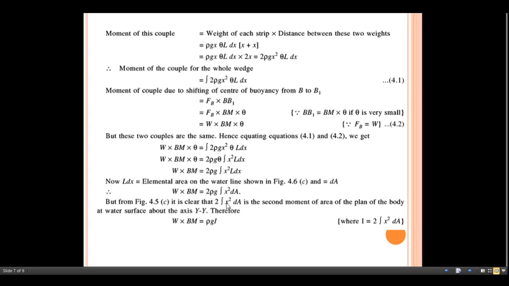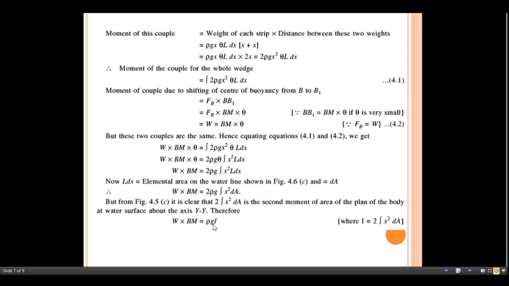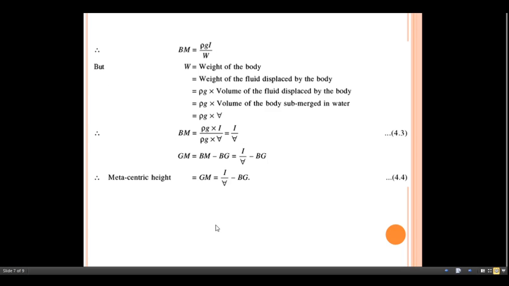2 into the integration of x squared dA is the second moment of area of the plane of the body at the water surface about the axis yy. Therefore, just replace this term by I. This I is nothing but the second moment of inertia of the plane body at the water surface about the yy axis. Now we get here W multiplied by BM equals rho g into I.